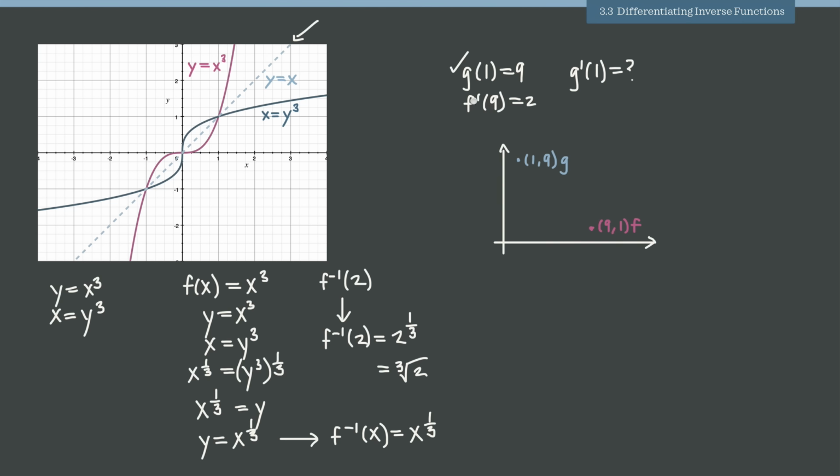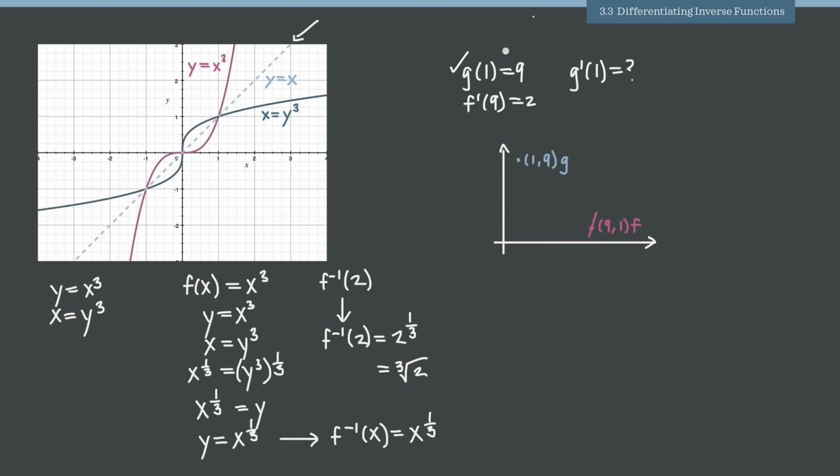What about this piece? f prime of 9 is 2. Well, what that's saying is that the derivative of the function f at 9 is equal to 2, or the slope of the function at 9 is equal to 2. So if we imagine a slope of roughly 2, that's going to look something like this. The slope through this point, at that point, might look something like that. That's what that piece of information is telling us.